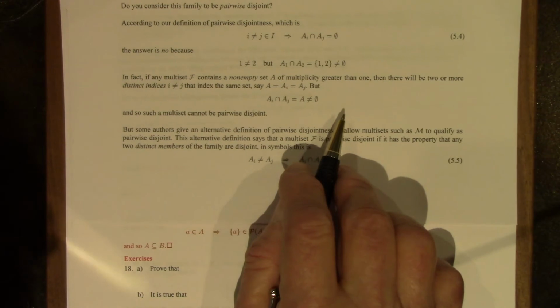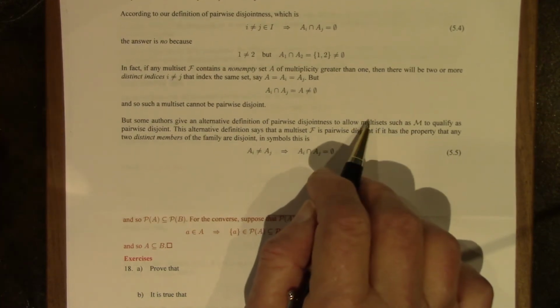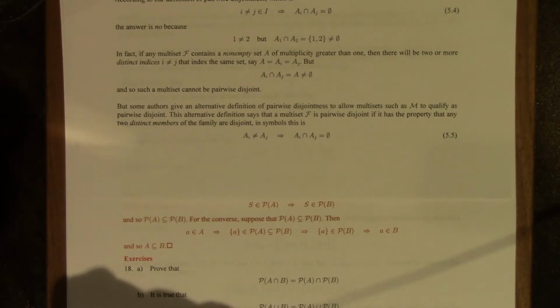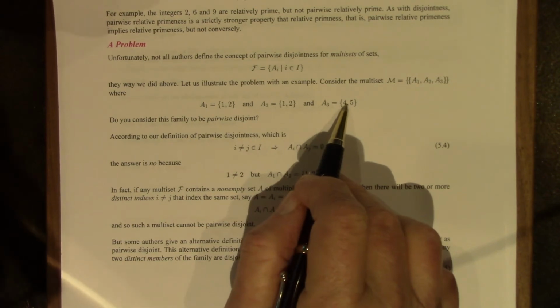It doesn't bother me. But I guess it bothers some authors, because some authors give an alternative definition for pairwise disjointness to allow multisets like this one to be pairwise disjoint.